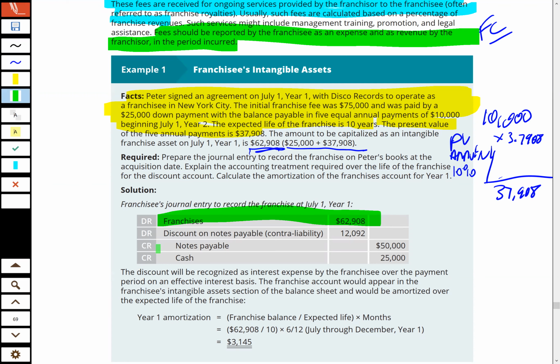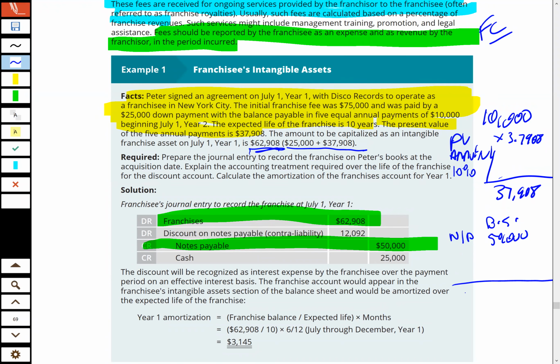Now, since they have committed to the payments, they credit note payable for $50,000. And remember when we talked about note payable earlier in this chapter, we said that you would show note payable at $50,000. You know that the present value, the net note payable, is $37,908, because you just calculated that $37,908 as the present value of those payments. And so the discount is the difference between those, which would be $12,092, which is where they got the discount. And of course, you credit the cash for the amount of cash they paid. Okay.